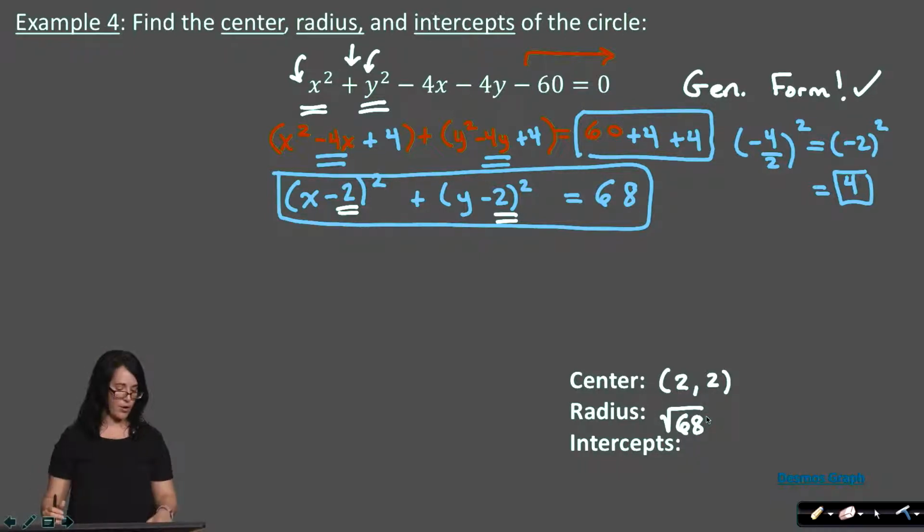Now, could you break that apart? Could you simplify? You're always welcome to simplify as far as possible, but it's not actually necessary for this question. Okay. So it's a little bit bigger than the square root of 64, a little bit bigger than 8.